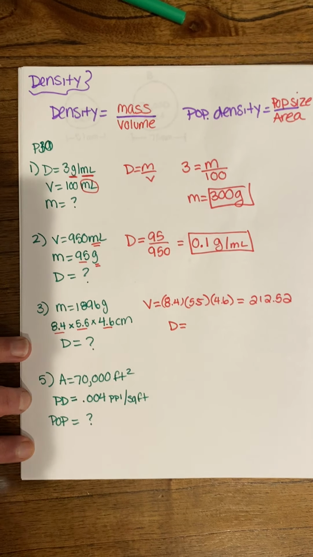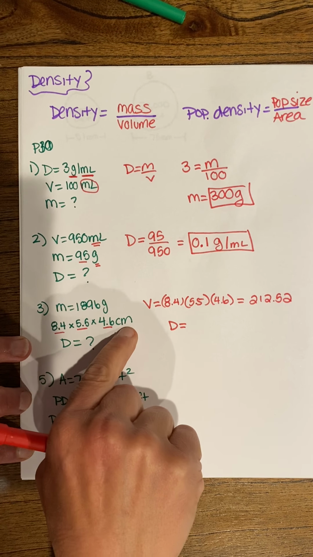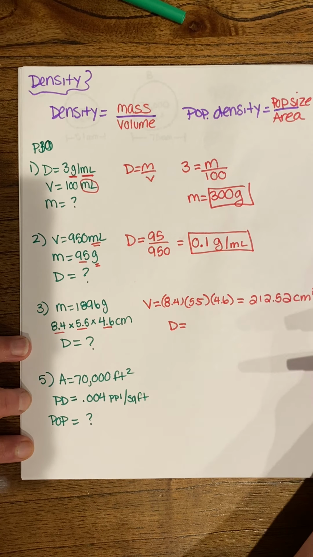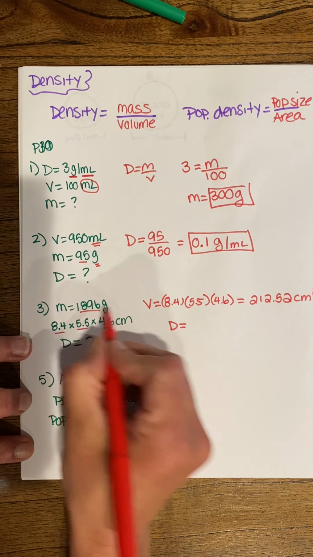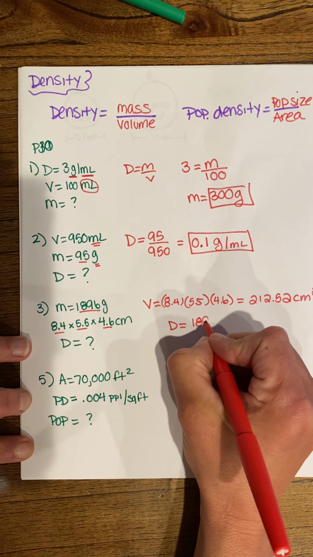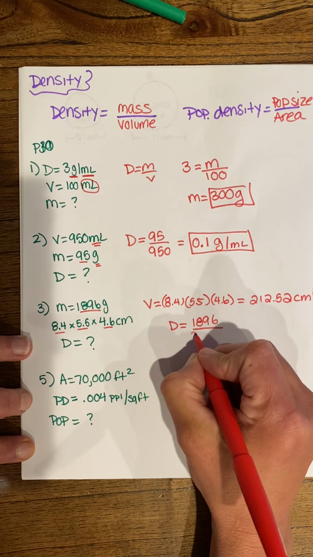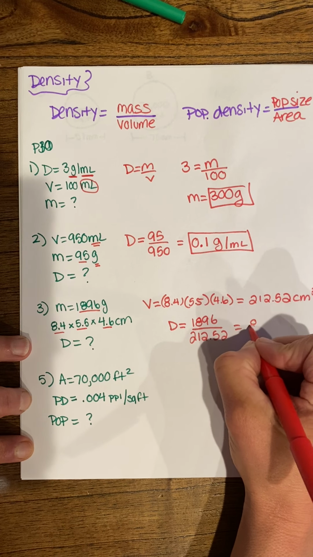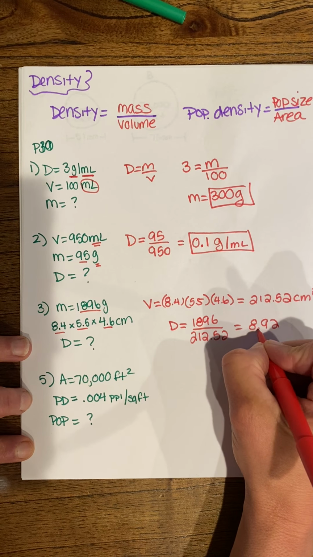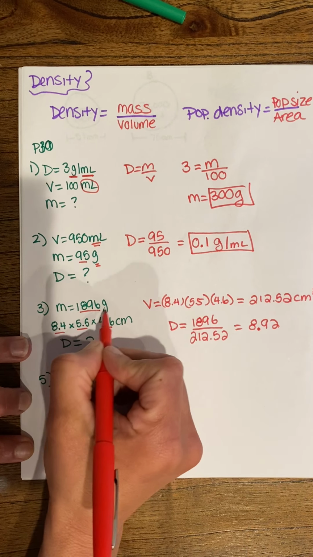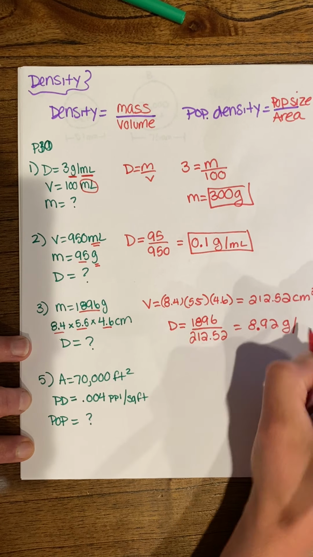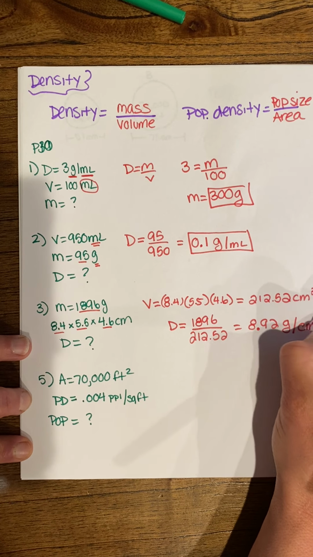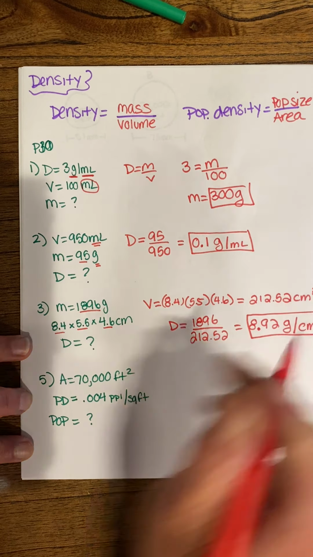So the density here, if I were writing the units of that volume, by the way, do you see my measurements are in centimeters? So this would be centimeters cubed. Okay, so the density is the mass, which is the 1896, divided by that volume we just found. When we get that, we get 8.92. Now again, units. The top measurement was the mass in grams, so it's grams per the bottom measurement, which was centimeters, so it became centimeters cubed.